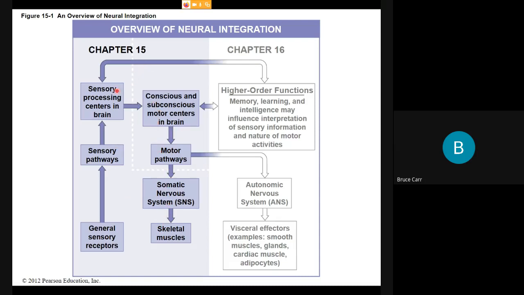Notice the connections here. So the sensory processing centers of the brain are also providing contact of that sensory information to higher order functions, things like memory, learning, intelligence, those things. We're going to connect these motor pathways not just through conscious response, but also through adjustment of organ systems, autonomic systems, and finally, the visceral effectors, the smooth muscle, the heart muscle, and the glands and the fat that can respond to nerve signals.